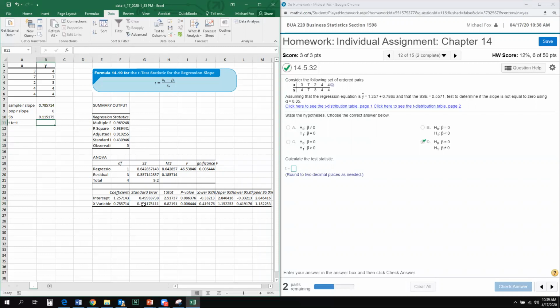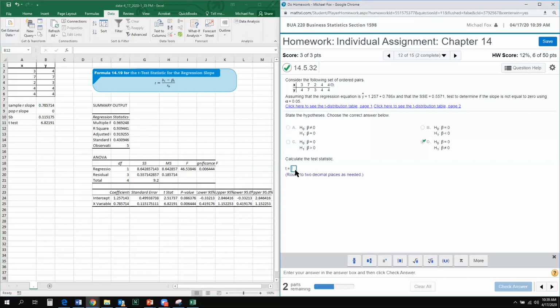Now to find my t-test statistic, it's really as simple as saying the sample regression slope minus the population slope, over the standard error of the slope. There's our t-test statistic, 6.82. I think they just want 2 decimals.